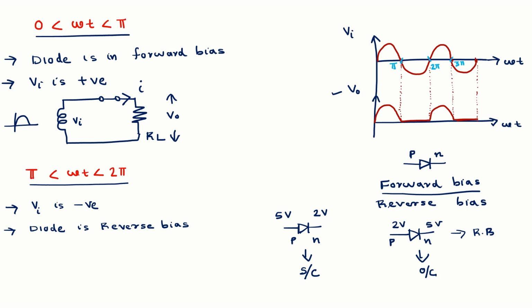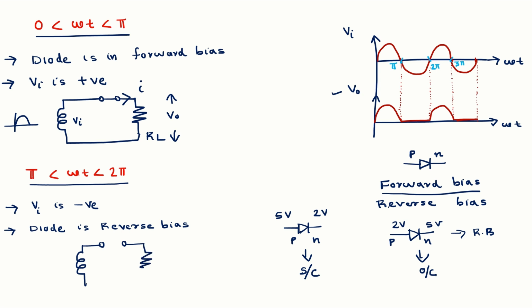Then the second half cycle. Second half cycle means omega t lies from pi to 2 pi. In pi to 2 pi, look at the first diagram, Vi. From pi to 2 pi, Vi is a negative value. That means I am applying negative voltage to the P side. So the diode is in reverse bias. When the diode is in reverse bias, I can simply replace this diode with an open circuit.